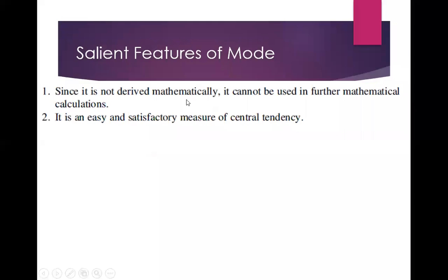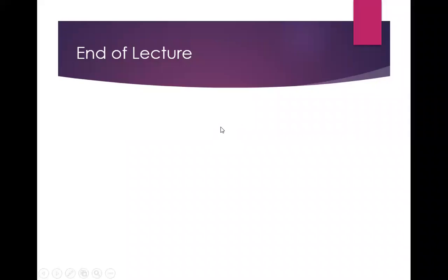Then what are the features of mode? Since it is not derived mathematically, it cannot be used in further mathematical calculations. This is very similar to median. And the second is that it is an easy and satisfactory measure of central tendency. It is easy to identify, and it is a satisfactory measure of central tendency. So these two features are very similar to those of median. So this was end of my lecture.